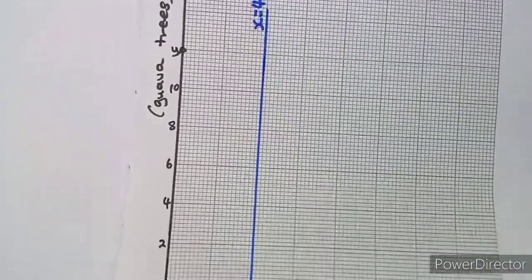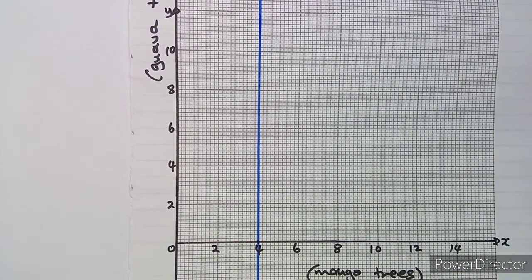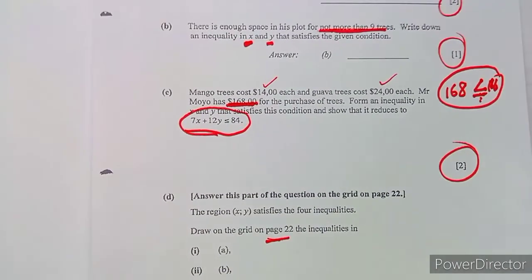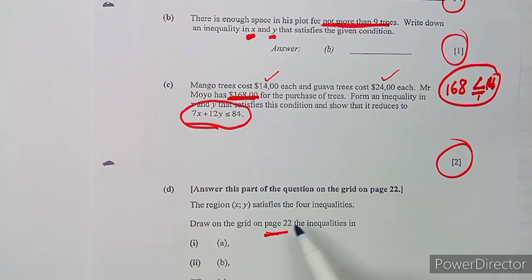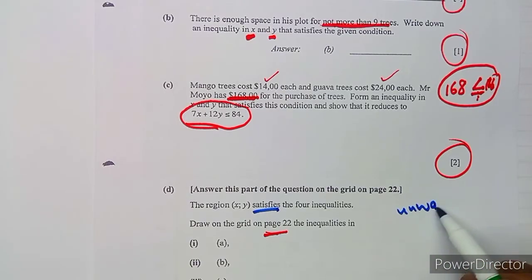The inequality follows after that, where you have to indicate it by shading, and you are shading the region that is unwanted. Because we need the part that satisfies, we are going to shade that region that is what?